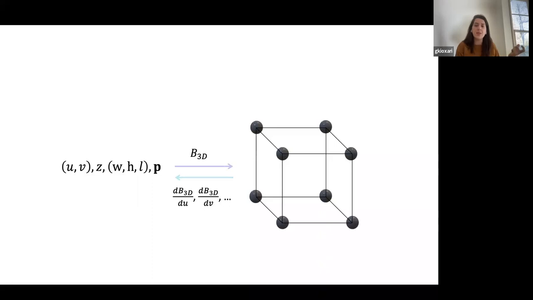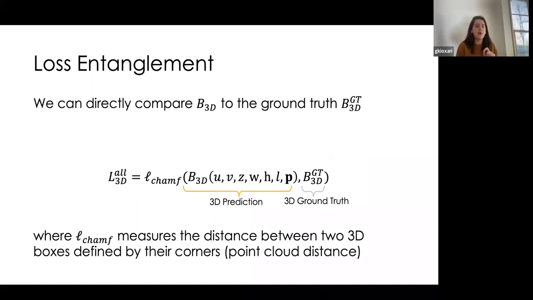So instead of working in the 4 sets of parameter space, we're going to be working in the 3D box space. We're going to take the 3D box, which is produced by taking all of these parameters as input, and compare it to the ground truth box with a chamfer distance, which is a point cloud distance. So now this loss takes all of these parameters as input and computes one loss that compares it to the ground truth. Does that make sense?